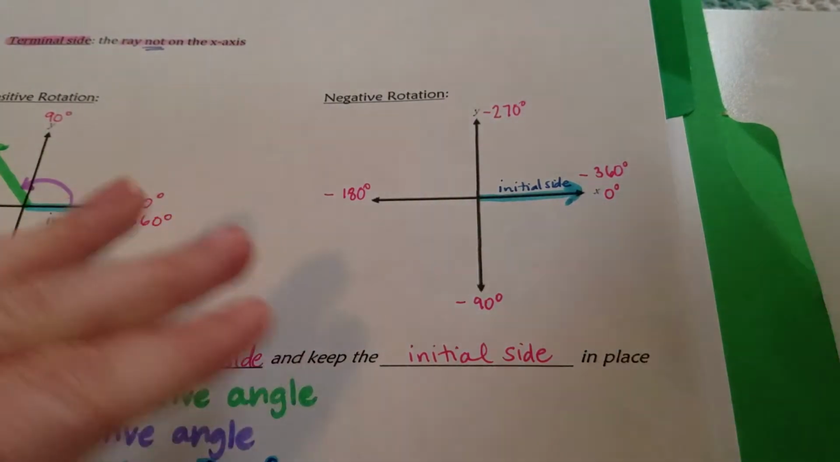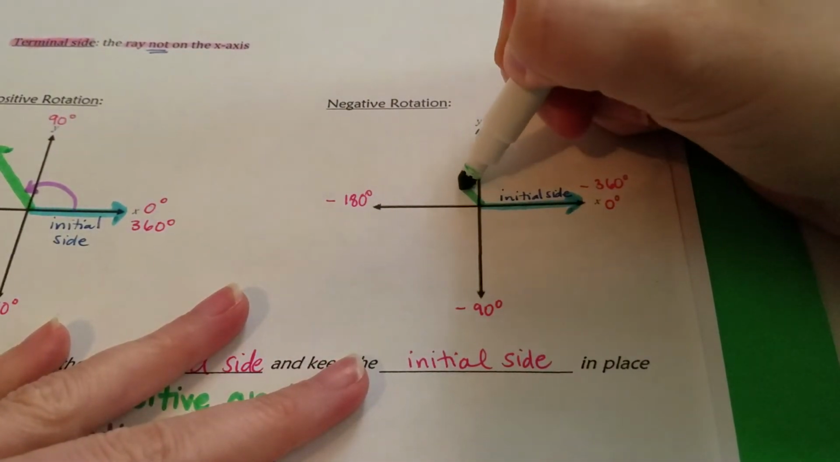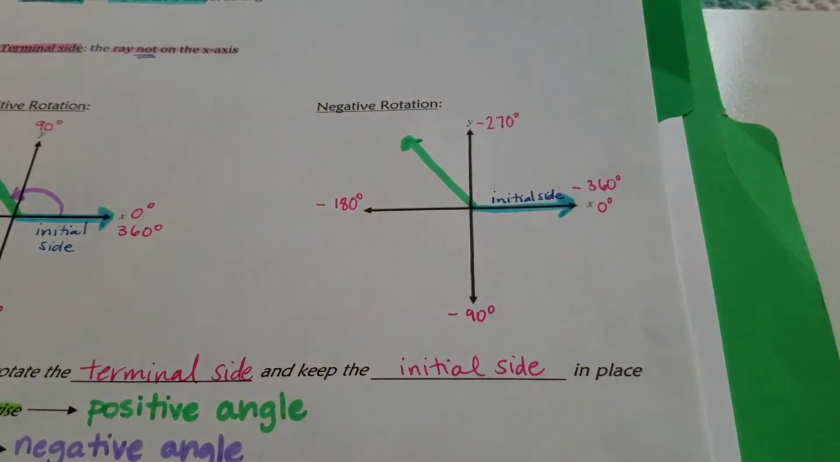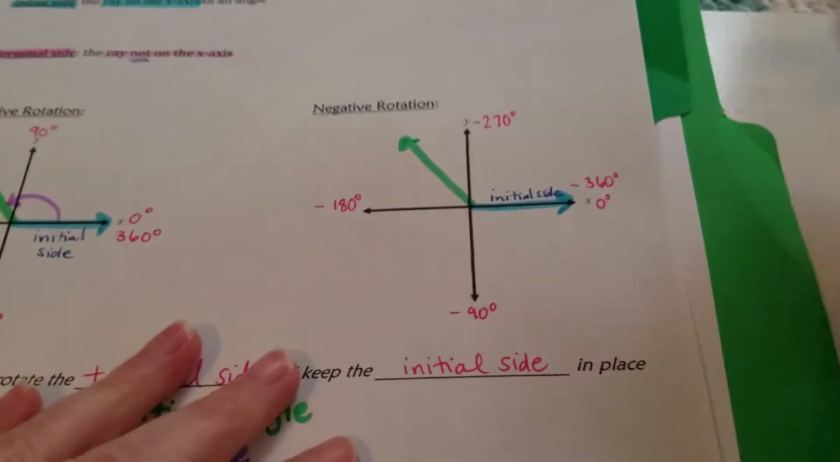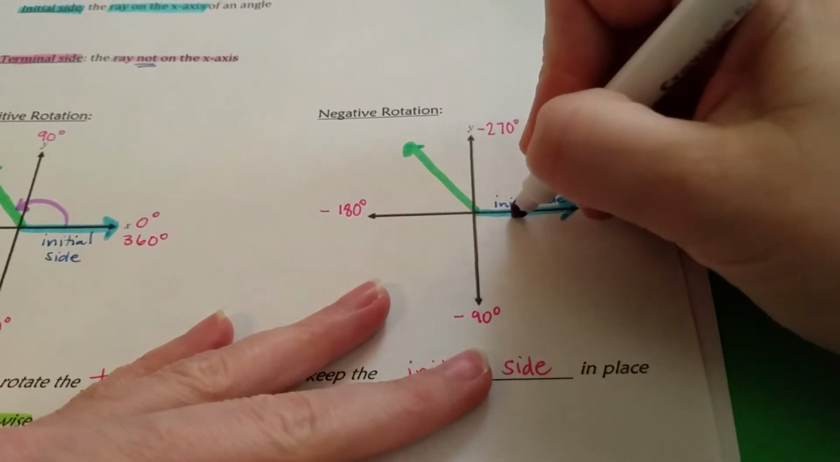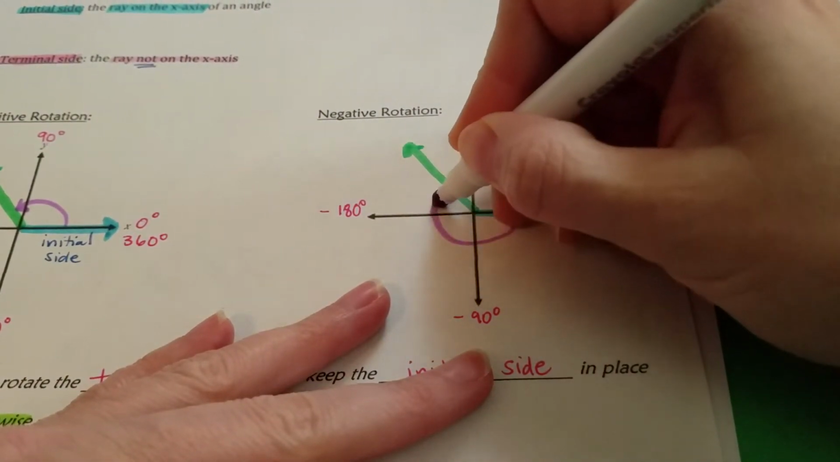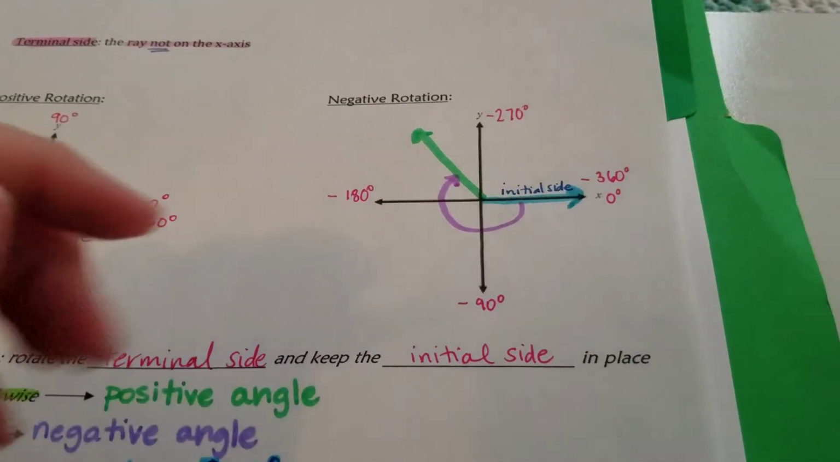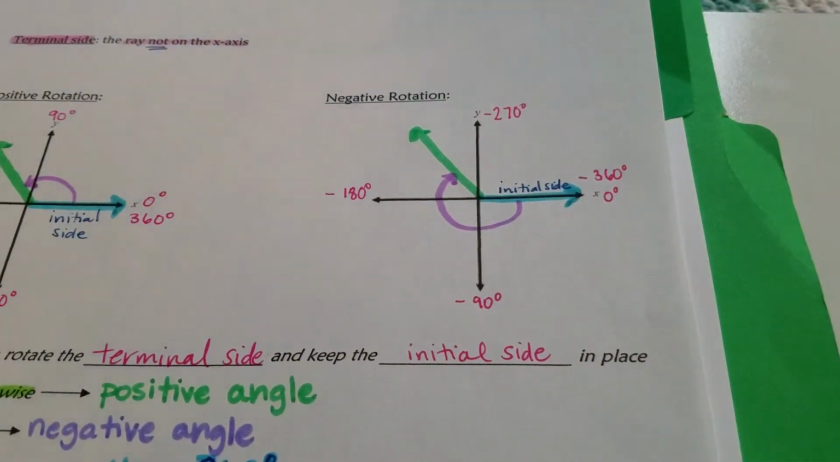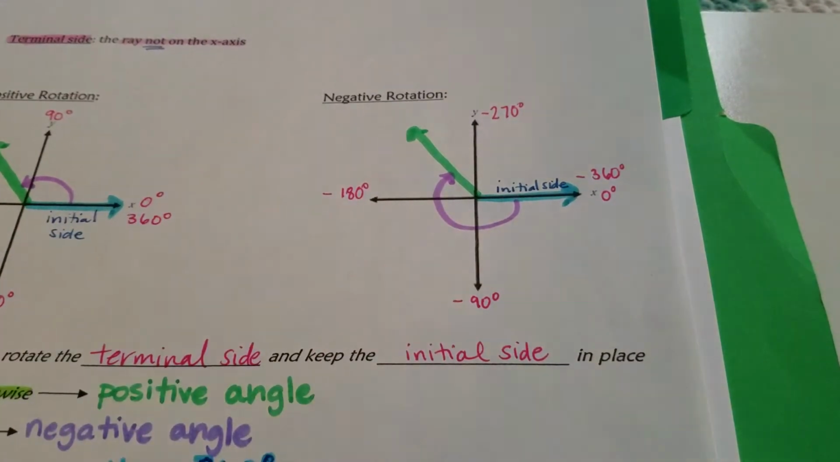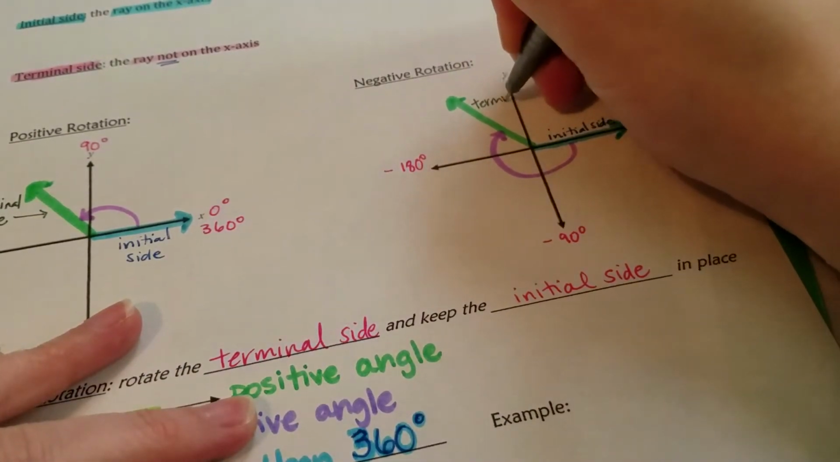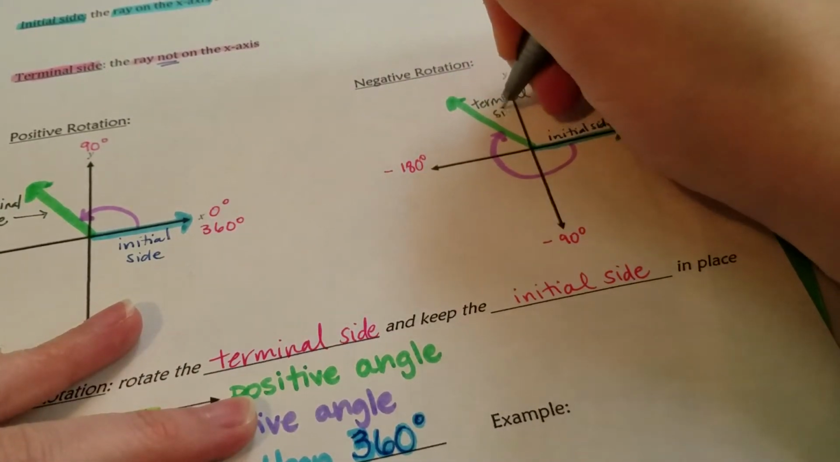Now I'm going to draw the angle the same as I did before. If it's negative, you start at the initial side and go clockwise. So that is going to be your angle. The arrow part is important there. And again, this is our terminal side.